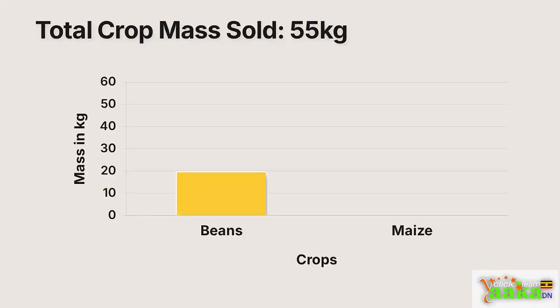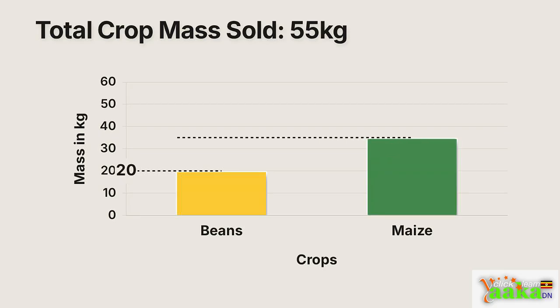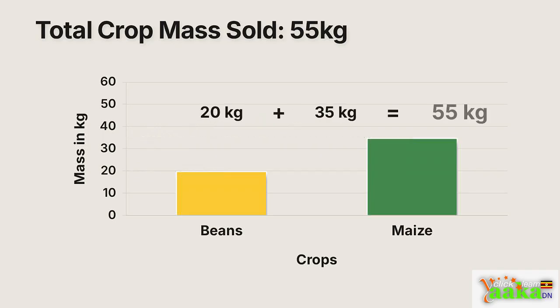If the bar for beans reaches 20 kilograms and maize reaches 35, what is the total mass sold? Take the values from the vertical axes and add them together. 20 plus 35 gives us 55 kilograms.